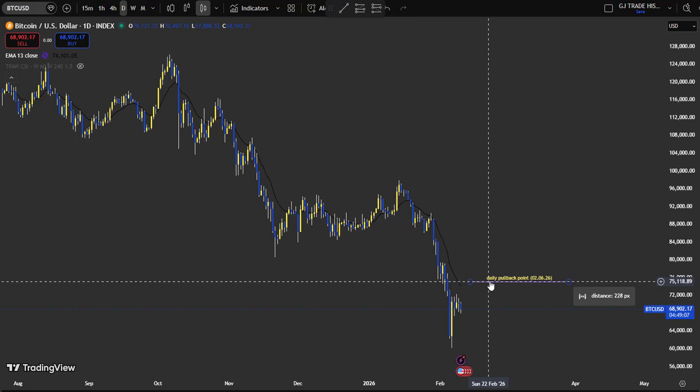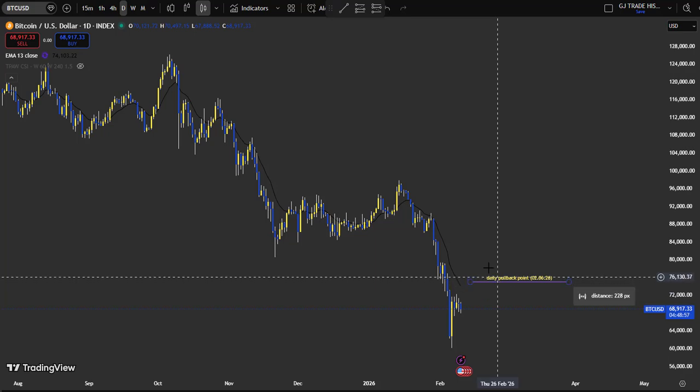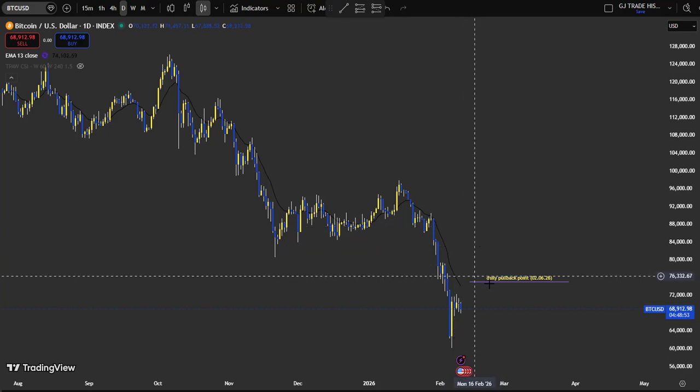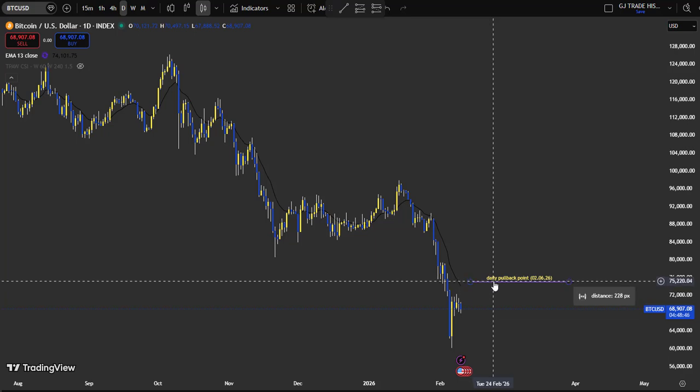So I've got a daily pullback point roughly just below the 75,220.04 area. So I set that on the 6th of February. So we're waiting on price to retreat to that area, and then we look for a possible sell there. We don't know. We're just going to watch first and see if price hits that, and then see what the price action looks like. But that's a possible area where you could sell again on Bitcoin.